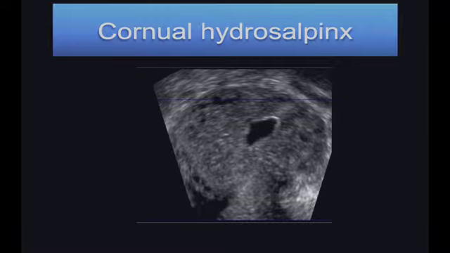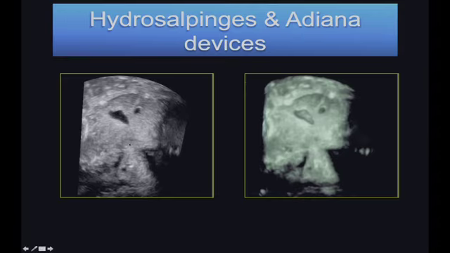Before we actually talk about the diagnosis, let's take a look at each of these patients separately. First, we have a cornual hydrosalpinx within the left uterine cornu in the first patient. And in the second patient, we have two cornual hydrosalpinges. And these little structures here are what we call Adiana devices. They're contraceptive devices like Essure coils that many of you may be familiar with that are placed within the interstitial portion of the fallopian tubes to cause granulation tissue to set in for tubal occlusion and contraception.